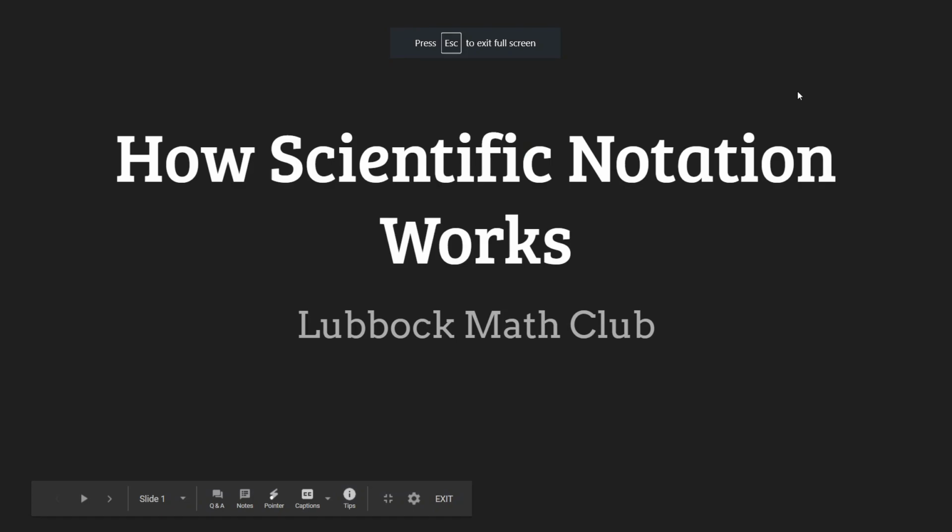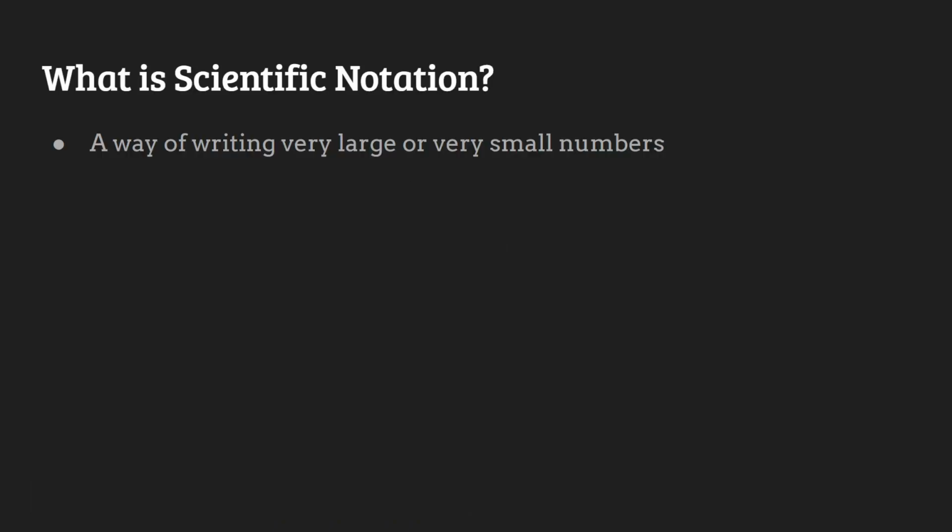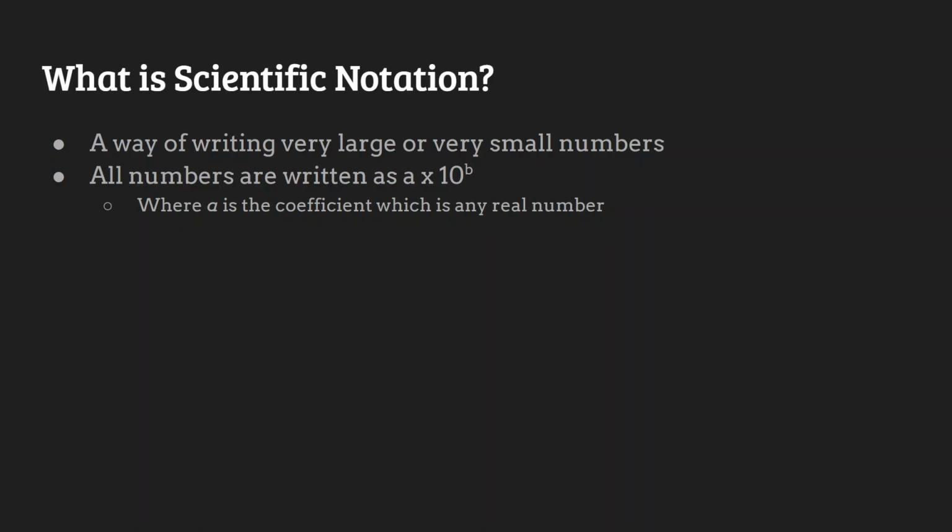So hello again. In this video we're going to be talking about how scientific notation works. So what is scientific notation? It's a way of writing very large or very small numbers. All numbers are written as a times 10 to the power of b. A is the coefficient, which is any real number. B, the exponent, is going to be an integer.